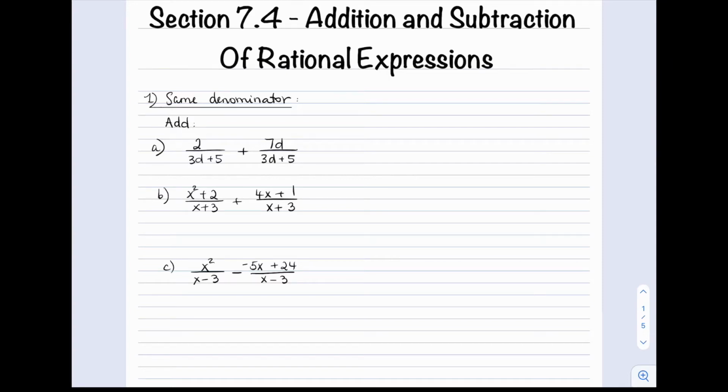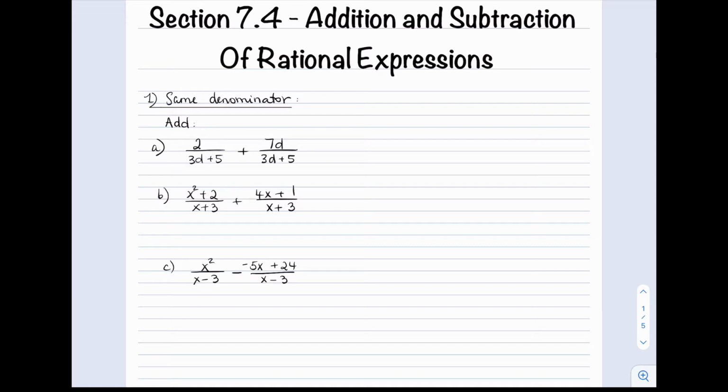Hi everyone. In section 7.3, we learned how to find the LCD of rational expressions and how to rewrite those rational expressions so that they can have the LCD as their denominators. In this section, 7.4, we are going to apply those concepts to try to add and subtract rational expressions. So in this video, I'm going to show you how to add rational expressions with the same denominator.